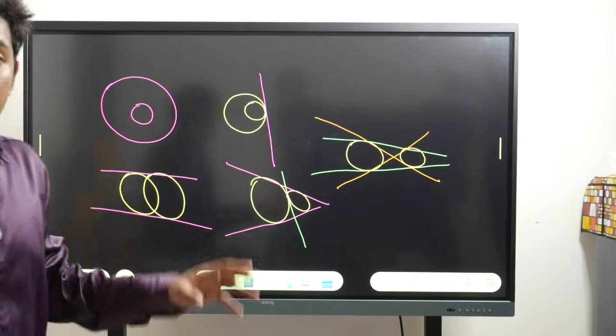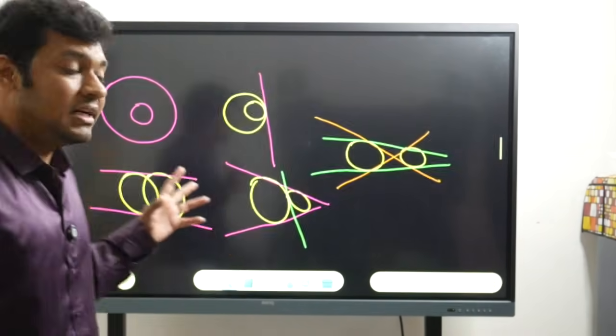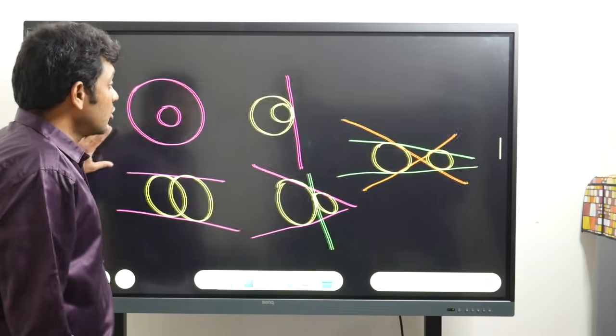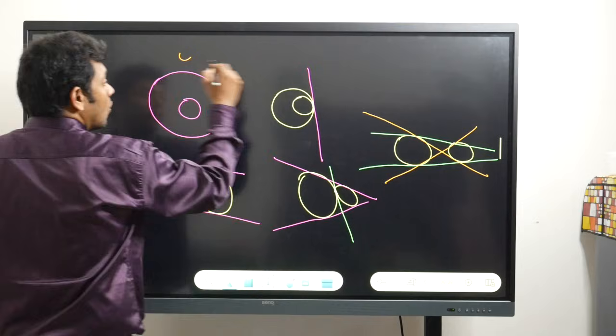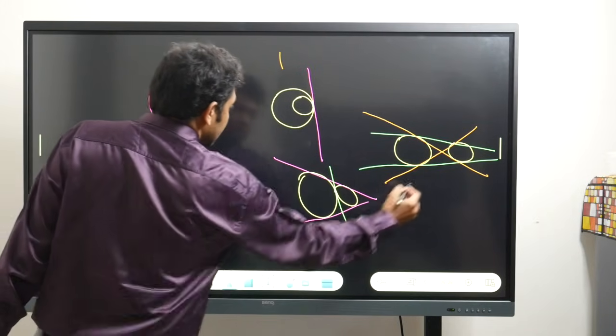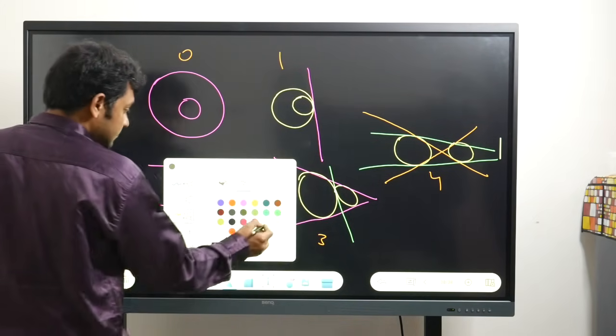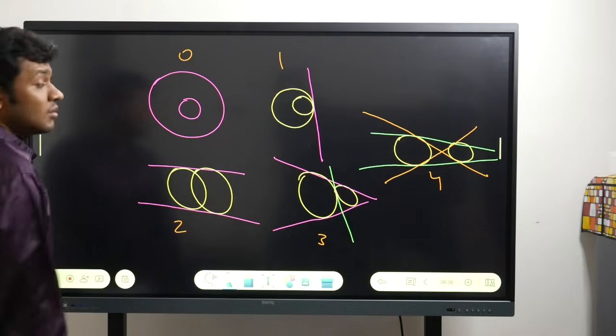Clear? So two circles will have common tangents depending on how the circles are positioned. So you have 0 common tangents, 1, 2, 3, 4. Now in this, some are direct, some are transverse.